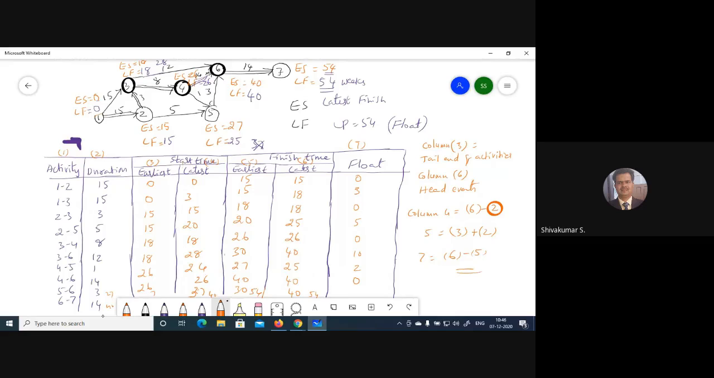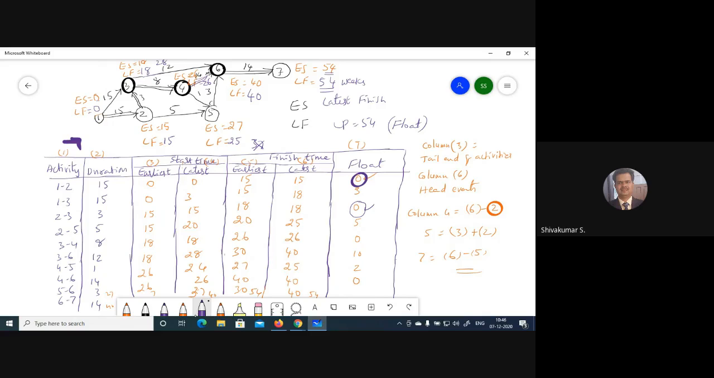Check out now the float values. 6 minus 5. And here, what you have to check is whether the float of the critical values is 0. Say 1 to 2 is a critical value, so the float should be 0. Next 2 to 3, a critical value, 0. It's very important, because the float should be 0 for all the critical path values.